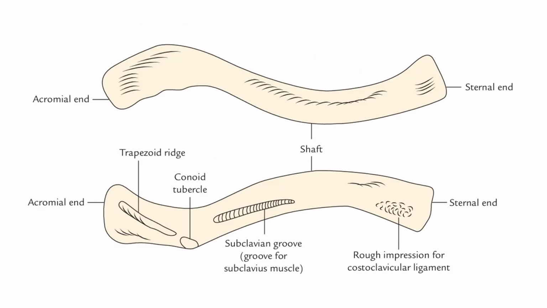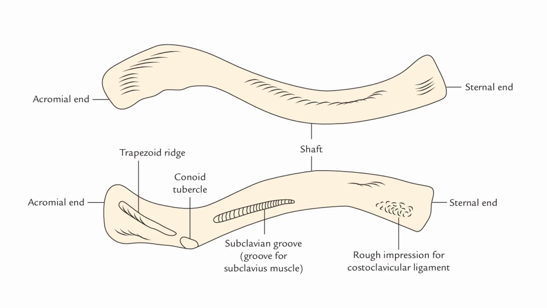Then these are diagrammatic representations. We've talked of the peculiar features. Number one, we have said that it is the only long bone which lies horizontally. So these are a horizontal view of the clavicle. Then it is S-shaped. We have talked of the S-shaped position of the clavicle. Then it has two ossification centers, as we will see later.